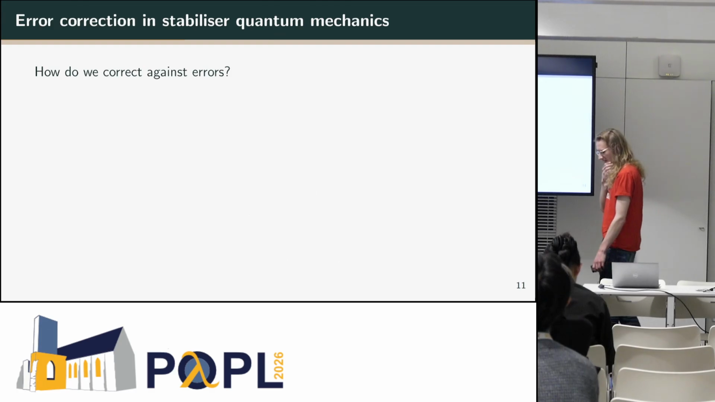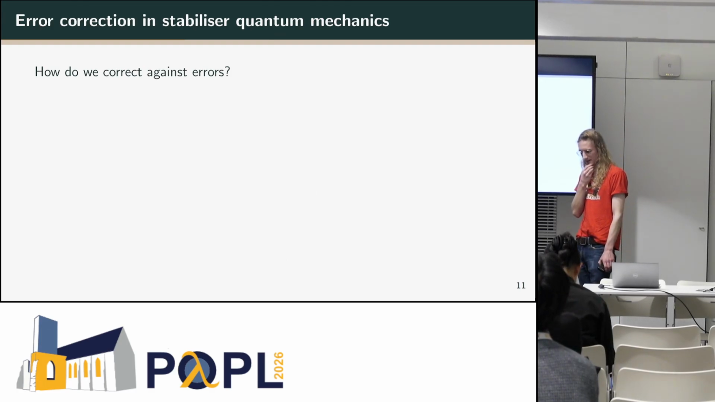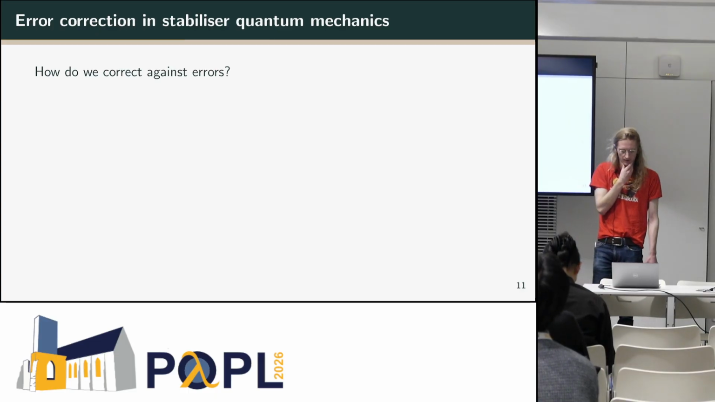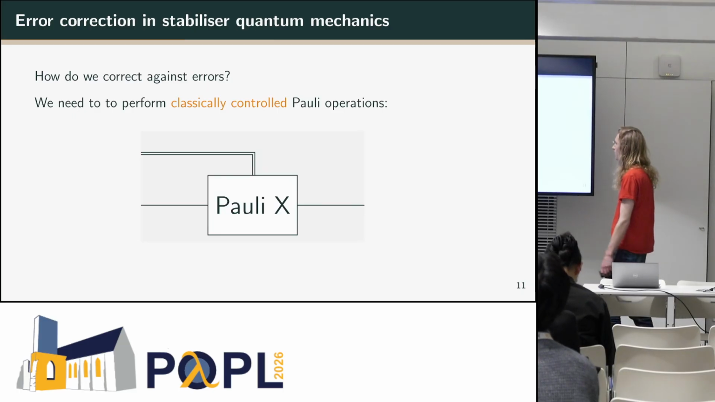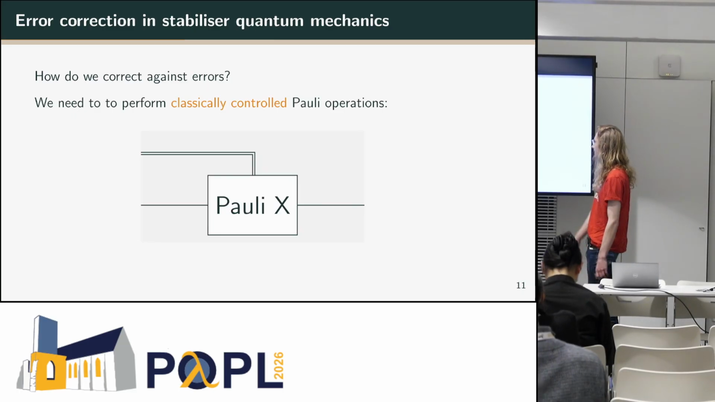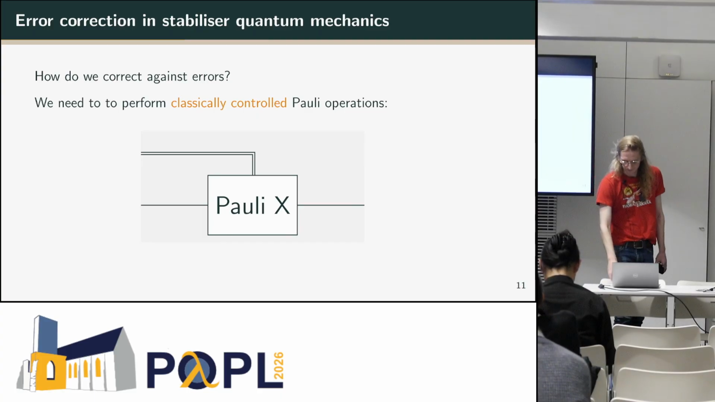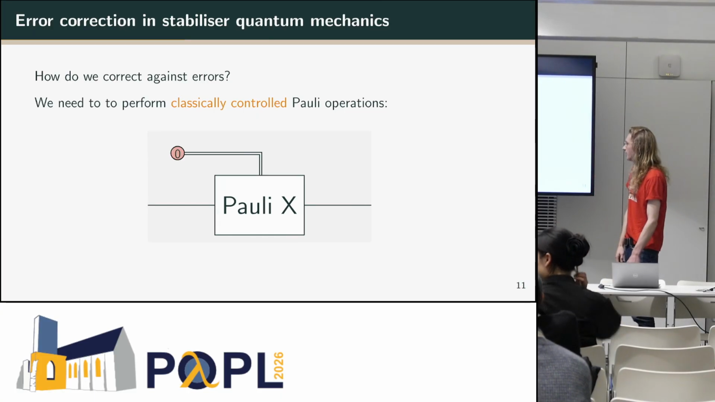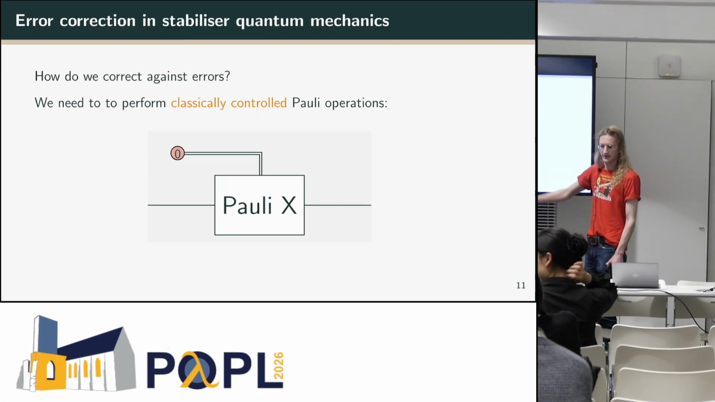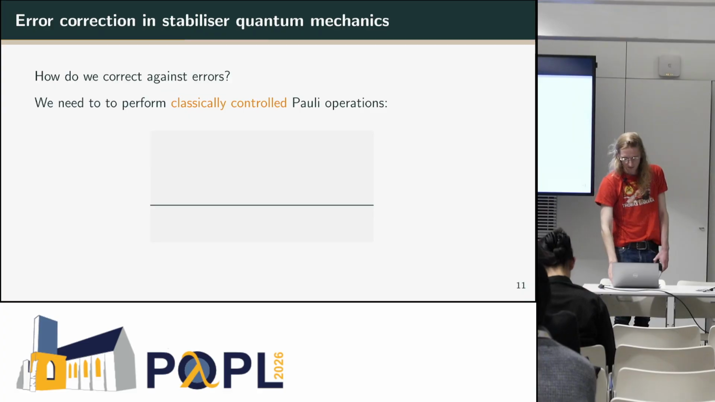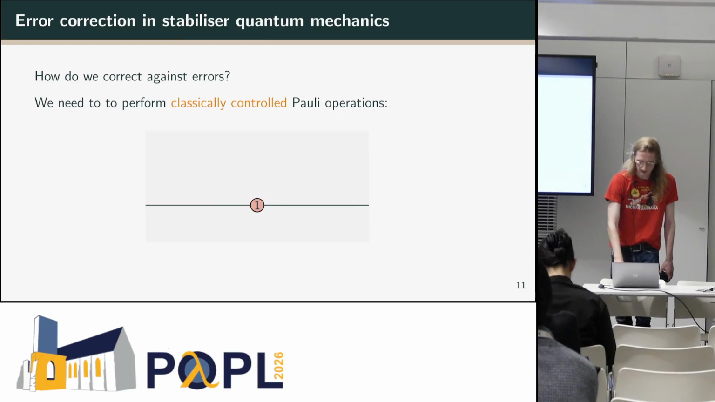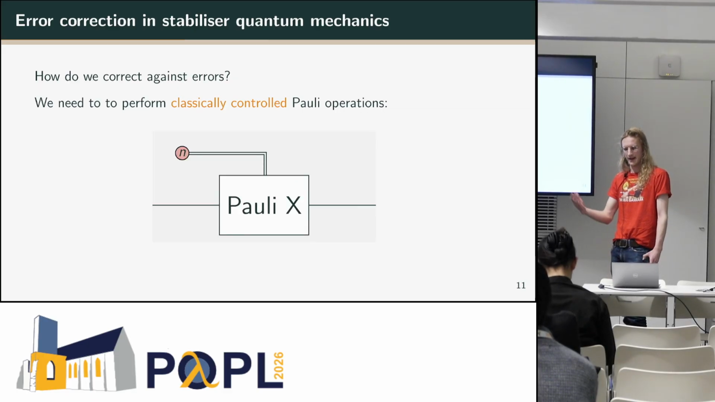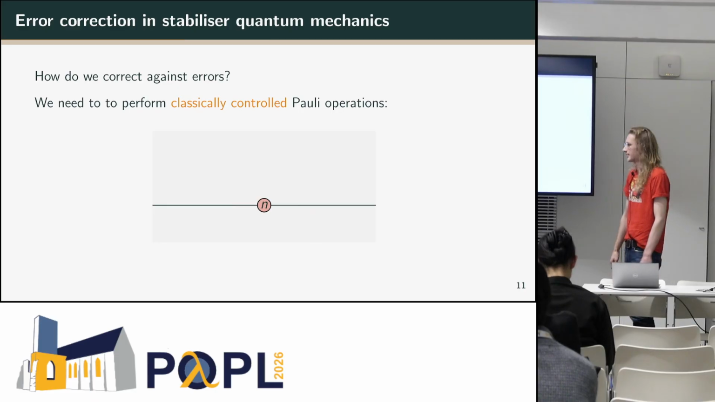So now that we have pure state stabilizer computation and we have measurement, how do we actually correct against the errors? Well, we have to perform a classically controlled Pauli operation. So here is the Pauli X gate. And as we all know, if you apply ket 0 to the Pauli X gate, it does nothing. If you apply ket 1, it's an X gate. And more generally, if you apply ket n, then it's an x to the power of n gate.